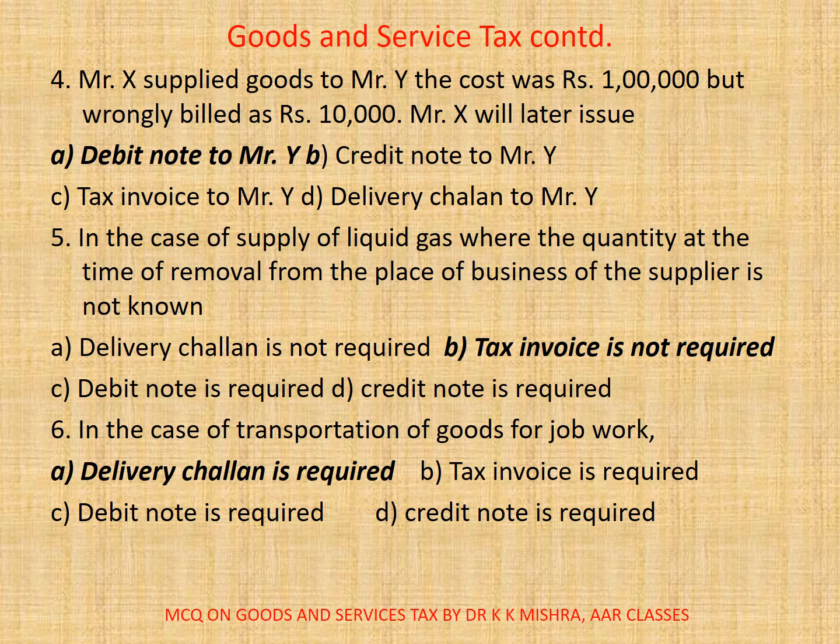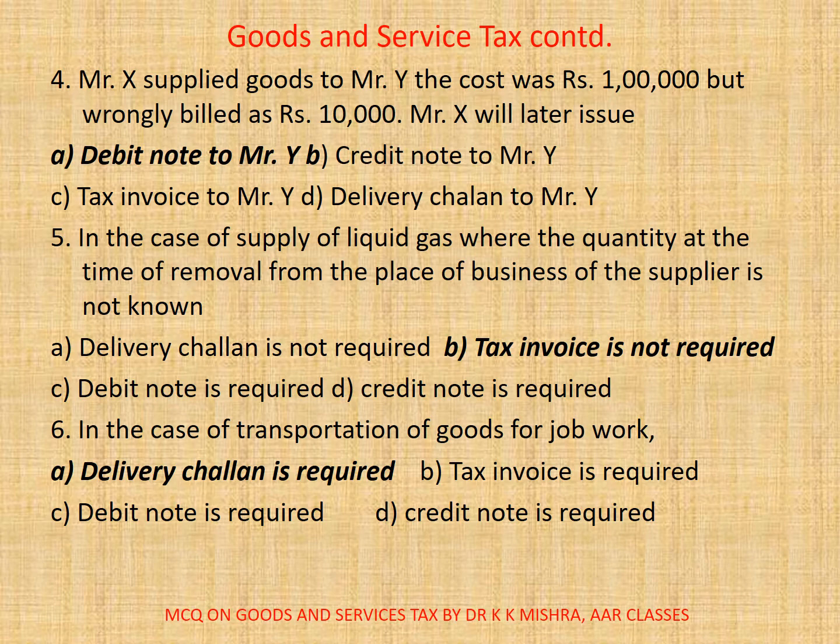4. Mr. X supplied goods to Mr. Y. The cost was rupees 1 lakh but wrongly billed as rupees 10,000. Mr. X will later issue: A. Debit note to Mr. Y, B. Credit note to Mr. Y, C. Tax invoice to Mr. Y, D. Delivery challan to Mr. Y. So here the correct option is A. Debit note to Mr. Y.